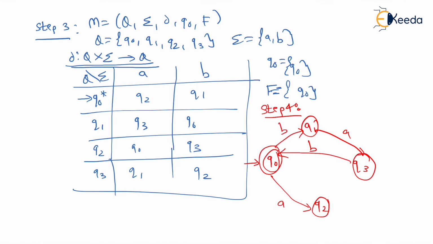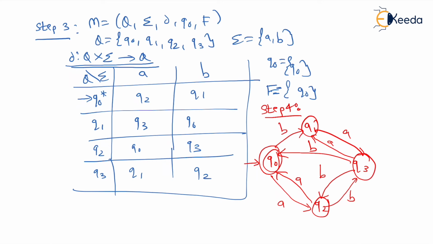Q2 on A goes to Q0. Q2 on B goes to Q3. So I say on B it is going to Q3. Q3 on A goes to Q1, and lastly Q3 on B goes to Q2. So I have on B it goes to Q2. That completes my transition diagram.